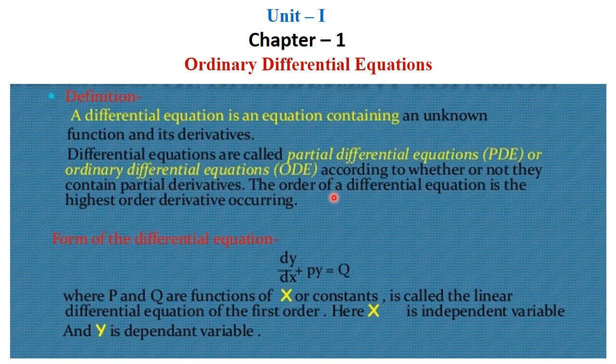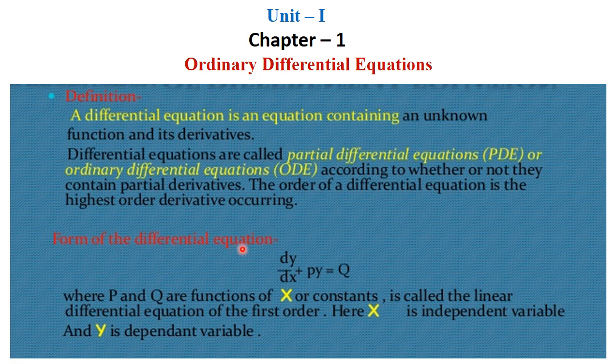The order of a differential equation is the highest order derivative occurring. What is order? Order is the highest order derivative. That means the number of times the differentiation is taking place. For example, if it is d square y upon dx square, what is the order? It is 2. For example, if it is d cube y upon dx cube, that means we are differentiating y 3 times. That means 3 is the order of the derivative occurring.